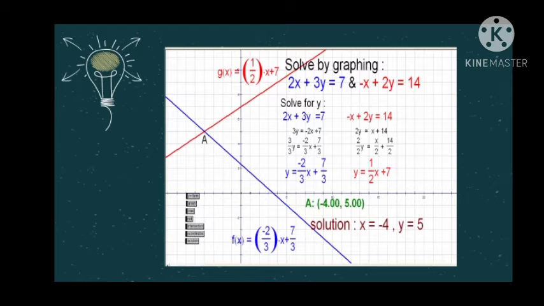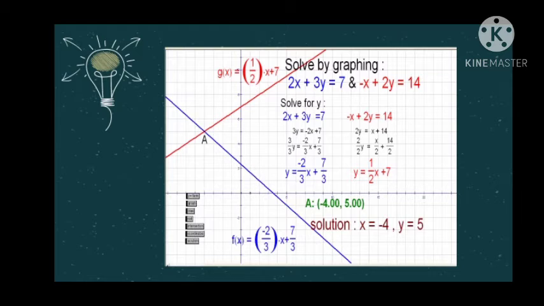2x plus 3y equals 7. We move it to the right side to get 3y equals negative 2x plus 7. After that, we divide by 3, so 3 over 3y equals negative 2 over 3x plus 7 over 3. We obtain y equals negative 2 over 3x plus 7 over 3.